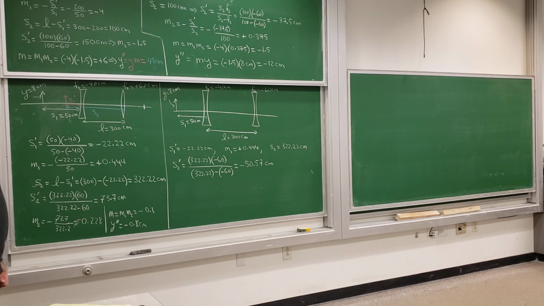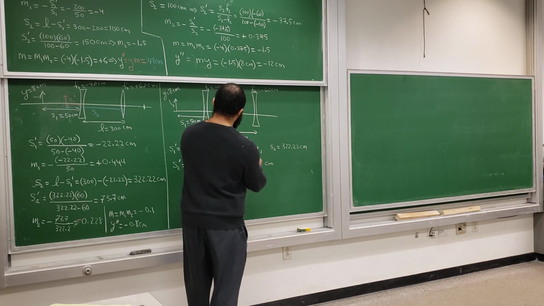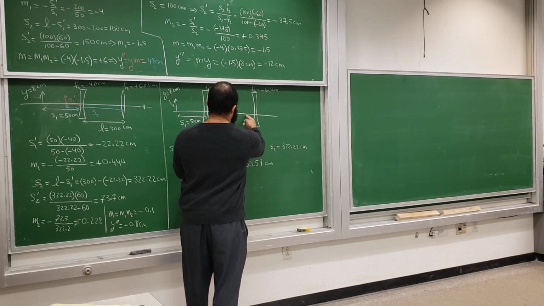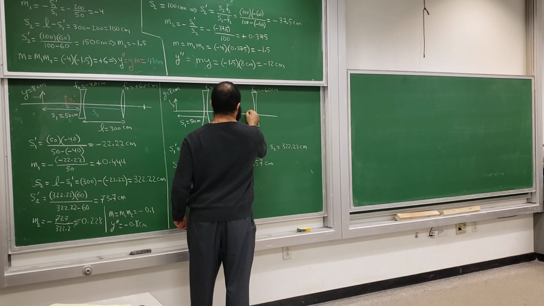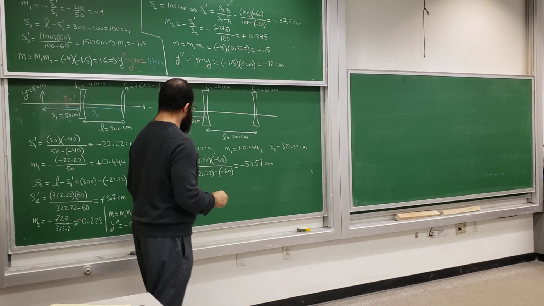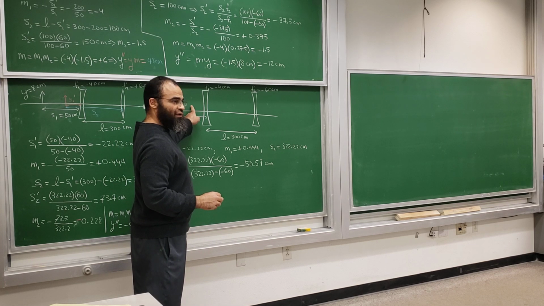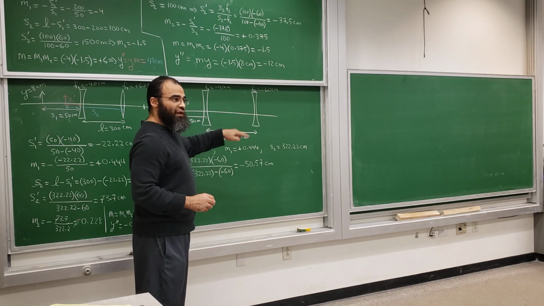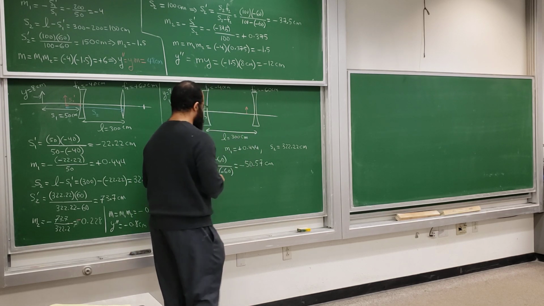So where is the final image going to be? To the left of the second lens. How far to the left? 50 centimeters, right? So if this is 300, that's a third. It's going to be here, right? Is it going to be upright or inverted? So this one did not invert it. So it will just still be upright, and we'll see in the overall magnification.